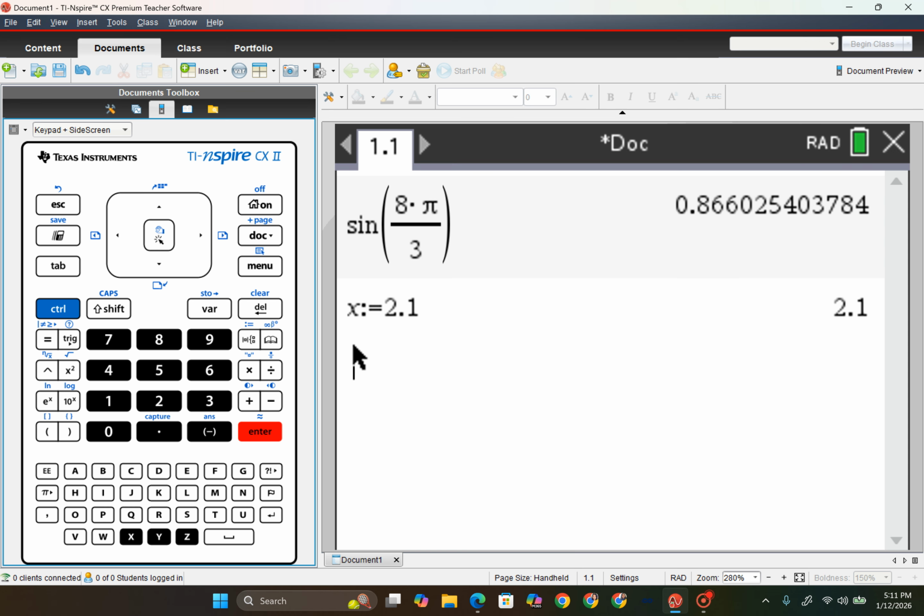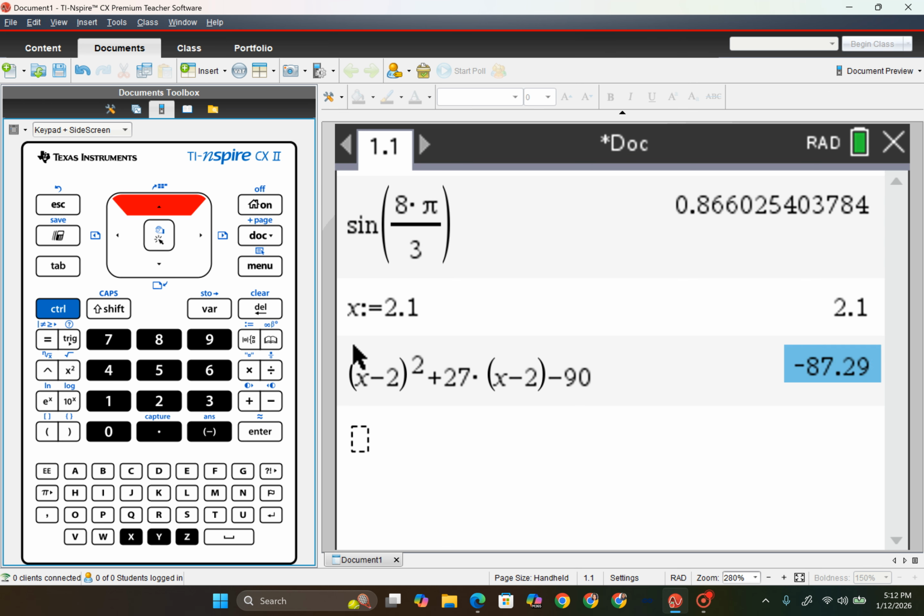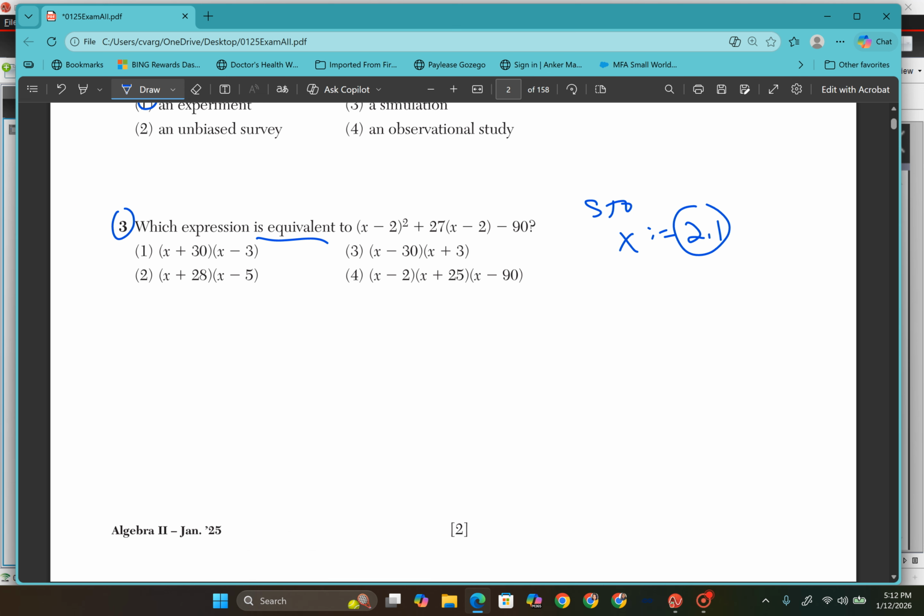Cool. And then I'm going to plug in what the calculation is, right? So parentheses. And again, you should be doing this with me. Don't just watch me do this, right? X minus 2. And then we're going to square it. Plus 27. Parentheses. X minus 2. And then close parentheses, minus 90. All right, so now I'm going to hit enter. So my final answer, or the answer that I want to get to, is negative 87.29. Cool, so I'm going to write that number down, negative 87.29.